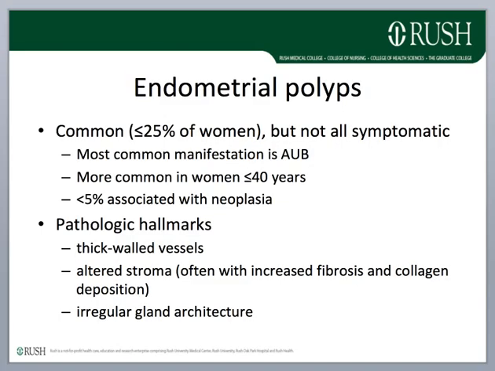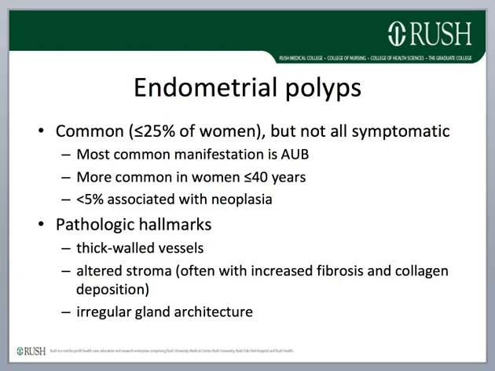Endometrial polyps are relatively common, being present in up to 25% of women. However, not all polyps are symptomatic. They more commonly occur in women less than 40 years of age. Less than 5% are associated with neoplasia and almost invariably occur in postmenopausal women. Of those that are symptomatic, the most common manifestation is abnormal uterine bleeding, particularly in postmenopausal women or intermenstrual times of the menstrual cycle.